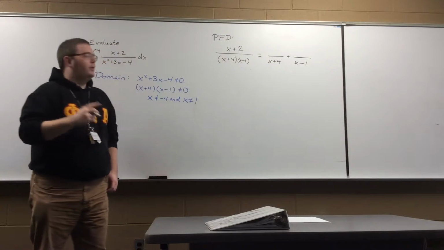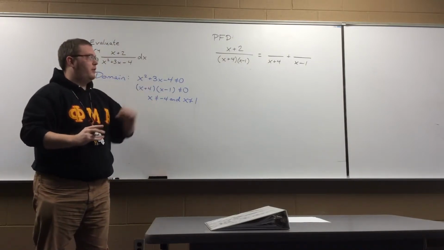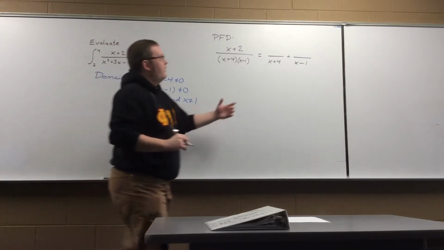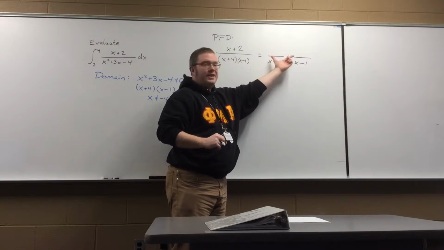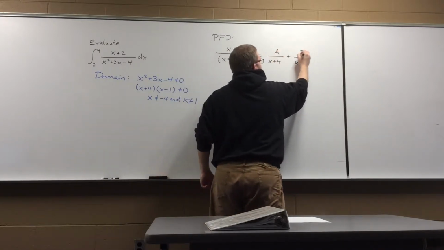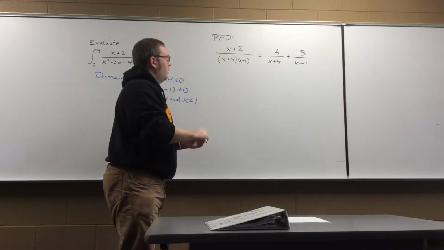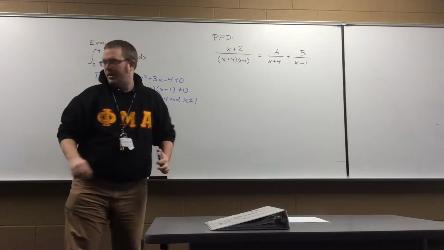Whatever we use for each denominator, the degree of the numerator has to be 1 lower than whatever we just saw in the denominator. Given that both of these denominators are linear, degree 1, we're going to want to see a degree 0 in the top. A degree 0 polynomial is simply a constant. Now, once we have solved for A and B, we have completed our partial fraction decomposition.